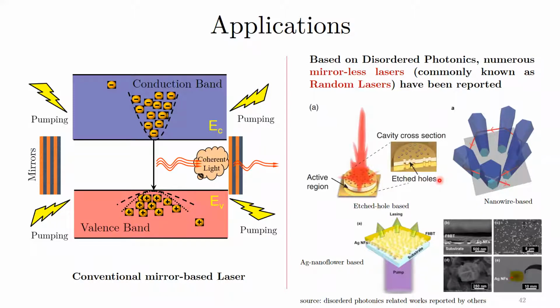And numerous groups have reported these kinds of lasers. These lasers are more commonly known as random lasers. If you just Google it, you'll find there are discussions on random lasers on Wikipedia also. And here I'm just showing some schematics of the random systems used by different groups for experimentally showing random lasers.